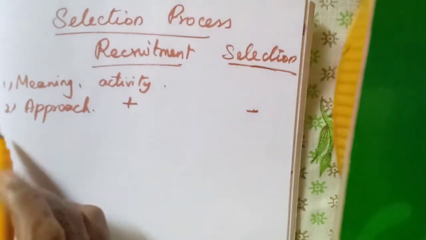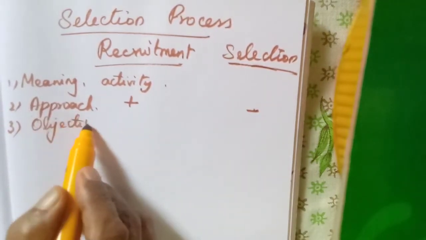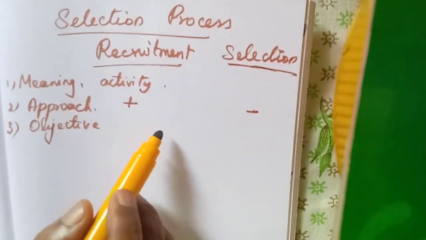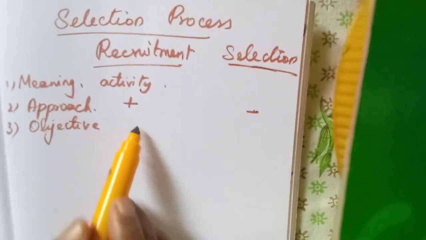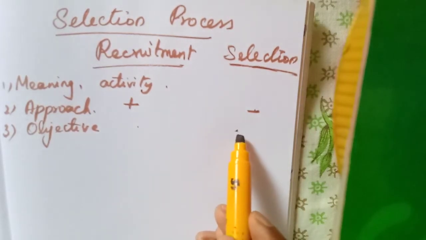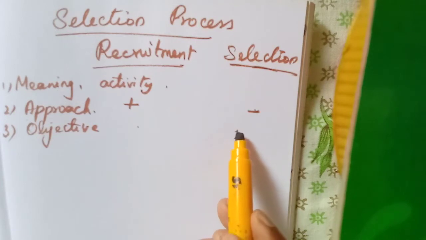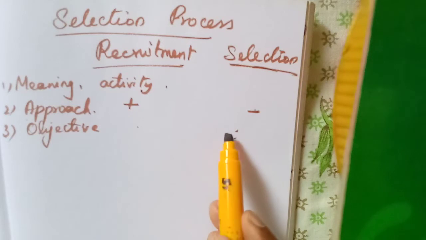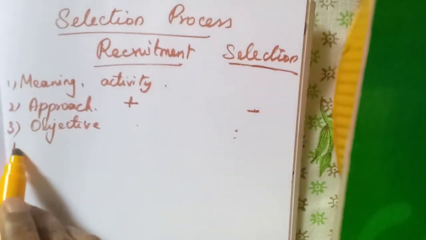Then, what is the objective? What is the main objective of recruitment? They have to invite a large number of candidates to apply for a job. Here in selection, they have to select the most suitable candidates and eliminate what is not needed. That is the main objective.